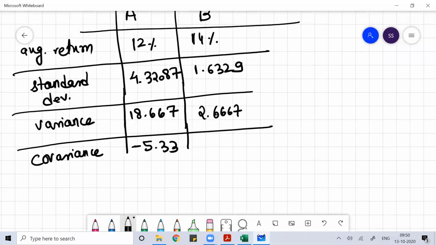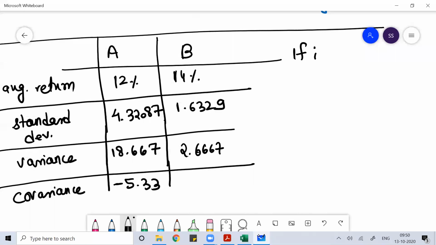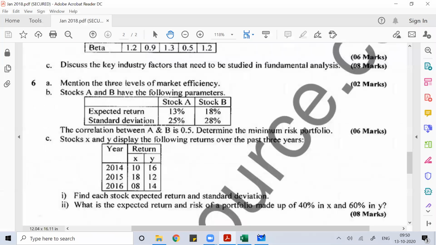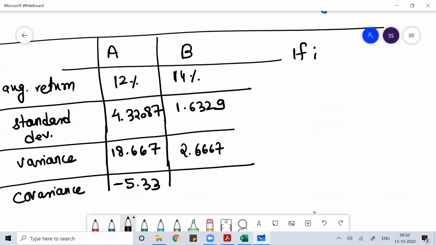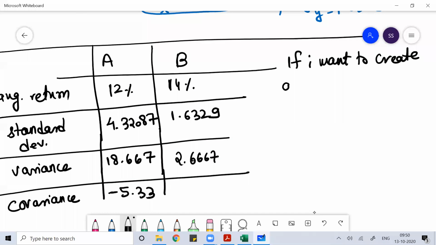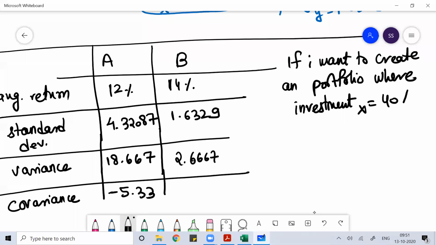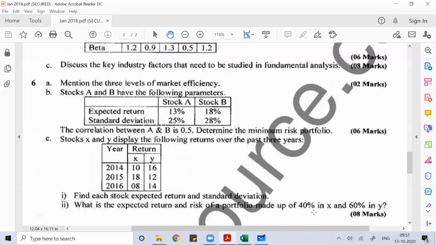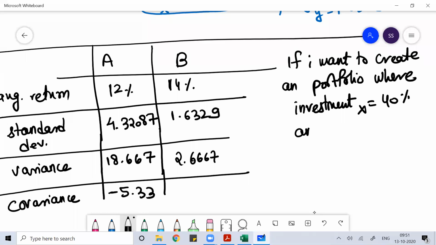Now, if I create a portfolio where my investment in X is 40% and my investment in Y is 60%, that is, 40% of the money in X and 60% of the money in Y.